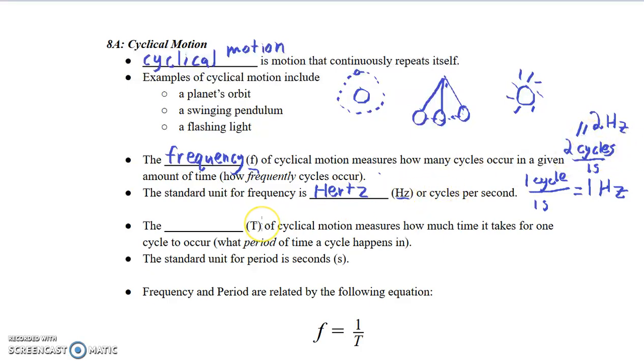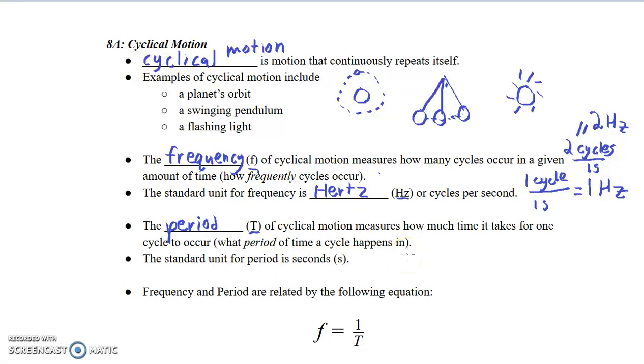The next quantity that's associated with cyclical motion is going to be the period. The period is going to have the symbol uppercase T because it's a time. It's going to measure how much time it takes the cycle to occur. Another way of saying that is what period of time does the cycle happen in. And the standard unit is seconds.